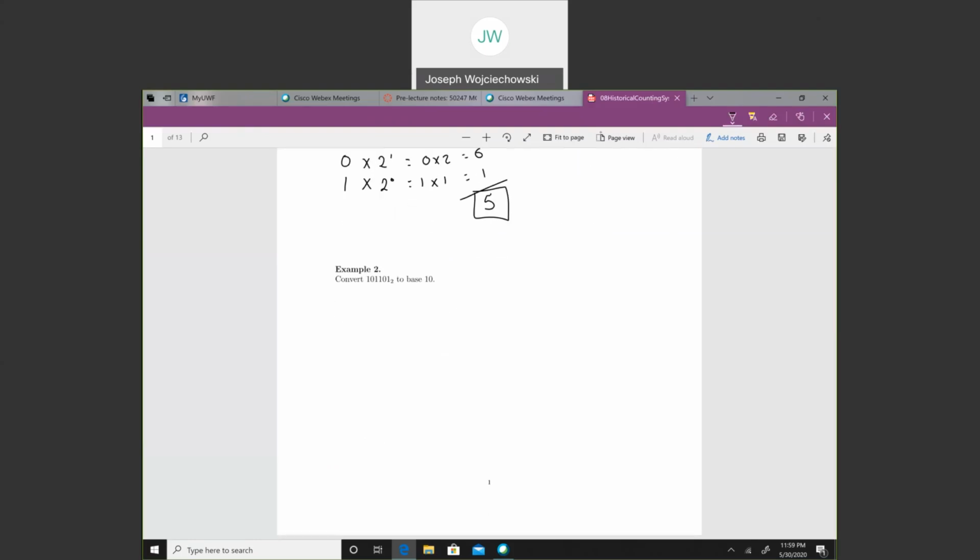So let's look at another example here. We have 1, 0, 1, 1, 0, 1, and this is base 2. So again, 2 to the 0, 2 to the first, 2 to the second, 2 to the third, 2 to the fourth, 2 to the fifth.